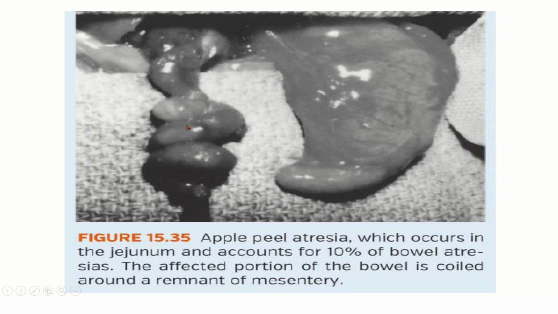You can see the atrophied bowel loops around the vascular pedicle. So it most commonly occurs in the jejunum, accounts for 10% of bowel atresia. The affected portion of the bowel is coiled around the remnant of the mesentery. So this is the mesenteric remnant.